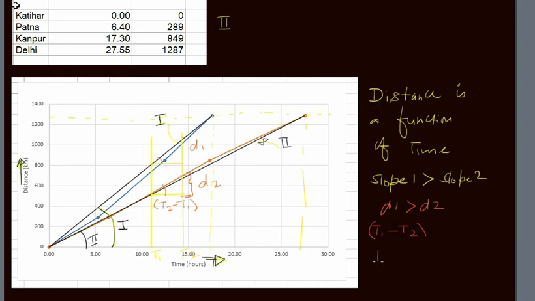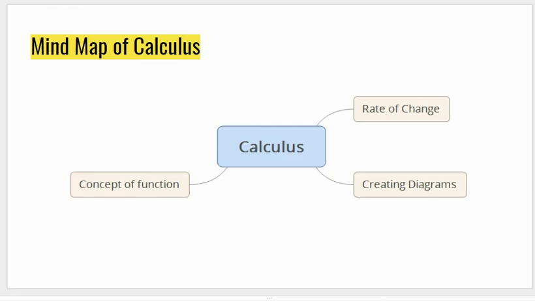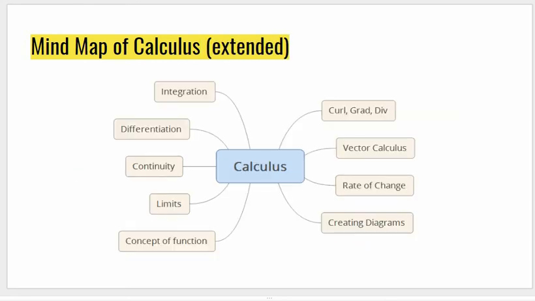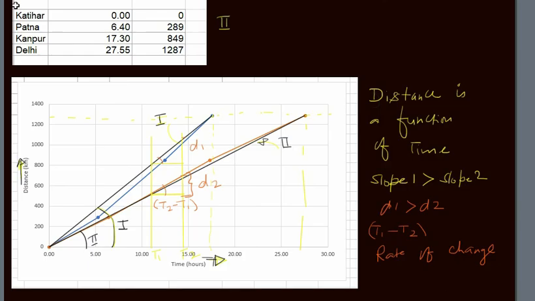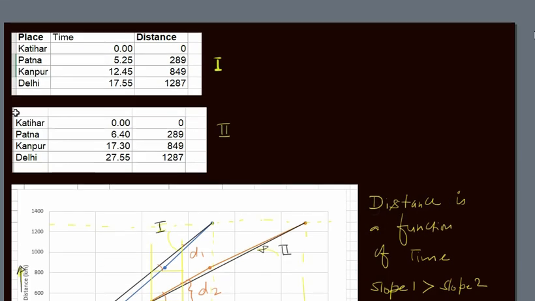So we saw what rate of change looks like. All right. So once you understand this, once your child understands this, next is limits, then continuity, then differentiation, then integration. They all become easy once you understand these basic concepts.